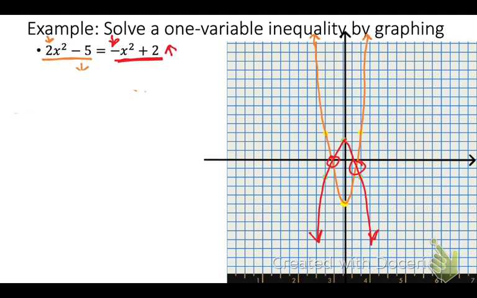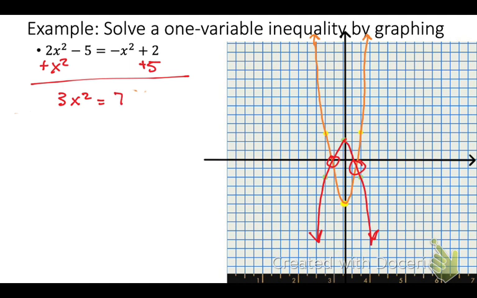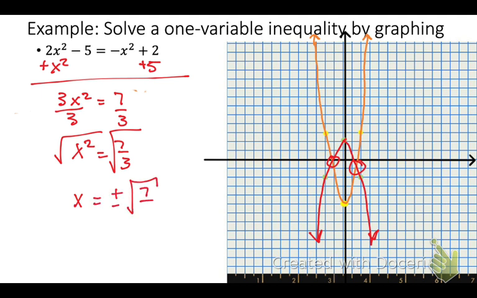Okay. So if I do this algebraically, I have to move things left and right. Yes. So I would add x squared, and I would add 5. So that gives me 3x squared equals 7. And then I would divide by 3. So x squared equals 7 over 3. And then take the square root. So x equals plus or minus the square root of 7 over 3. So which one's probably more right?